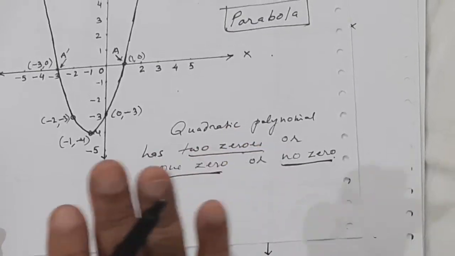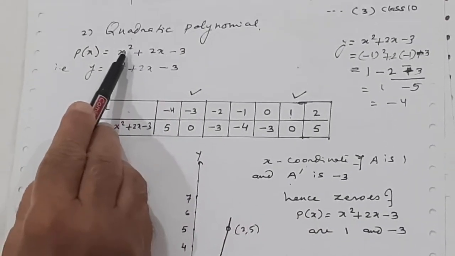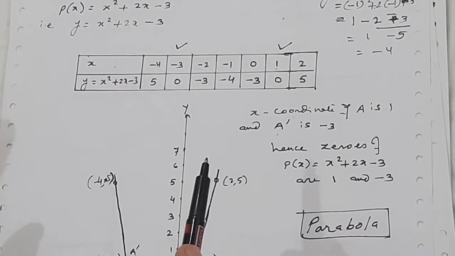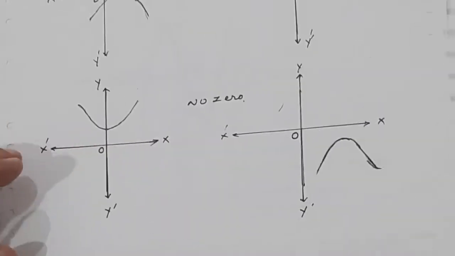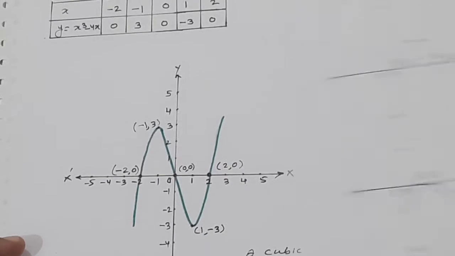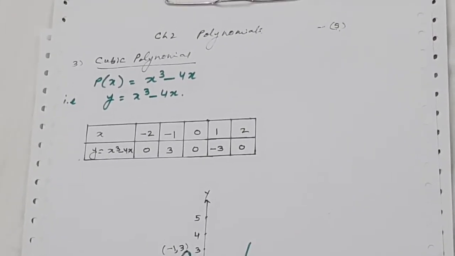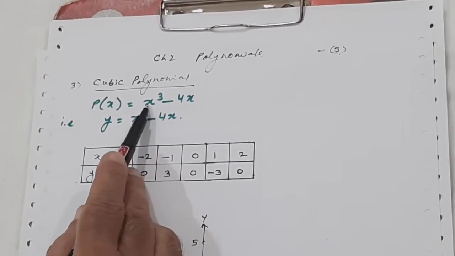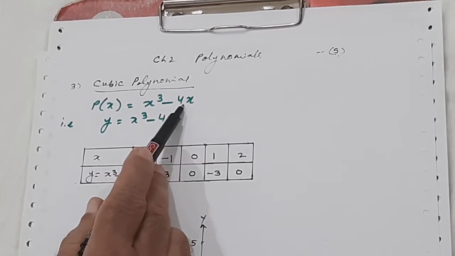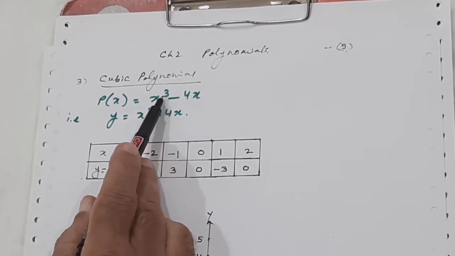Remember one thing. The degree is 2 here, so maximum there will be 2 zeros. Remember this: if the degree is 3, there will be a maximum of 3 zeros. So now I have taken a cubic polynomial example also. This is the graph of a cubic polynomial. Here I have taken the cubic polynomial x cube minus 4x. You see the degree is 3. It will have maximum 3 zeros.